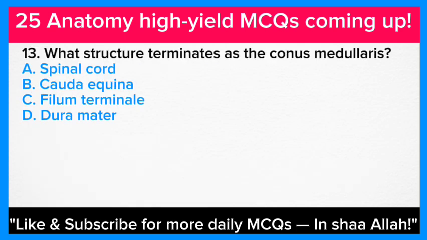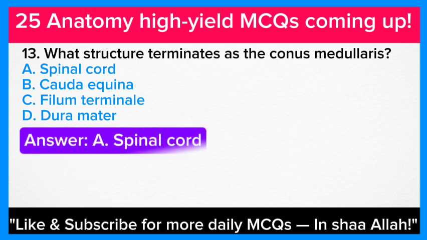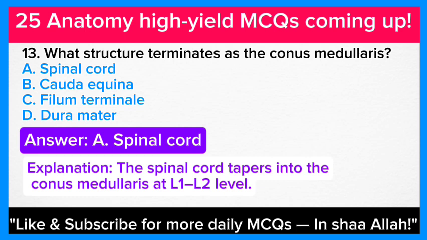13. What structure terminates as the conus medullaris? A. Spinal cord. B. Cauda equina. C. Filum terminale. D. Dura mater. Answer: A. Spinal cord. Explanation: the spinal cord tapers into the conus medullaris at L1-L2 level.